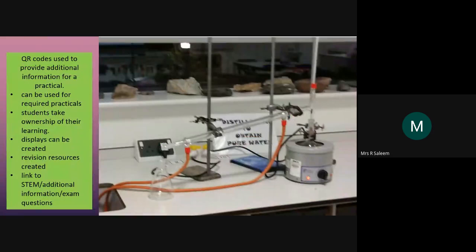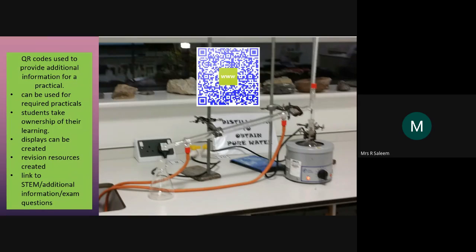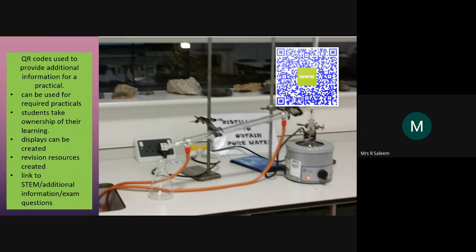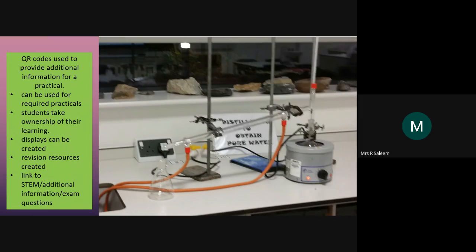In this example, a demonstration was being done on distillation, and students were given QR codes where they could then access questions based on the demonstration, and they could show their understanding of the practical. So this can be used for required practicals. Students take ownership of their own learning.